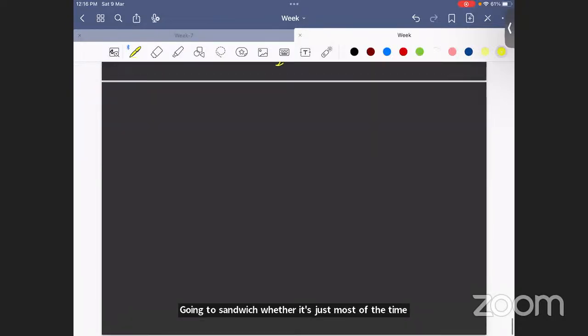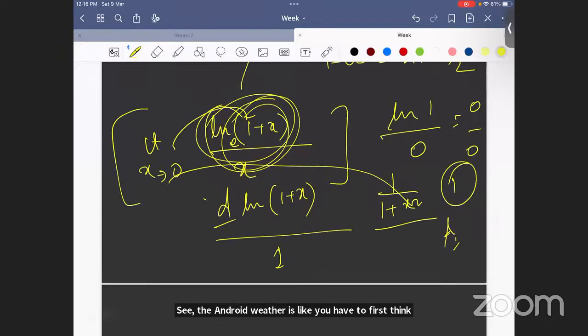See, the sandwich method is like you first have to think of at least two functions that are converging towards some particular value, and only then will you be able to use the sandwich method. Most of the time, you will not be able to solve with that method, that I can tell you. So it's better to go with L'Hopital's rule to solve any question, or maybe the basic approach.